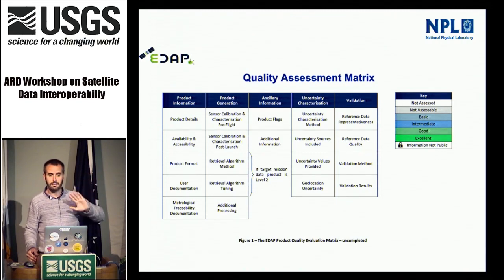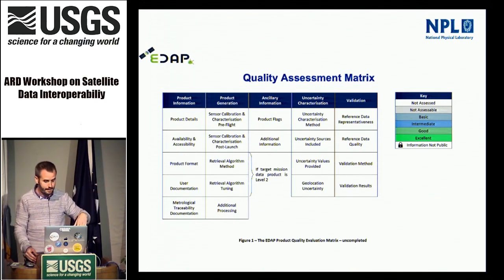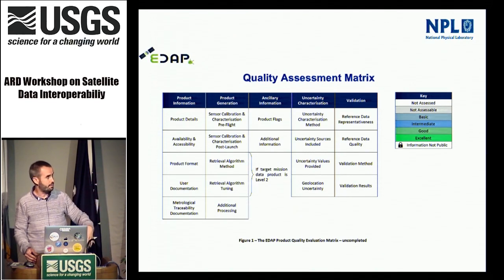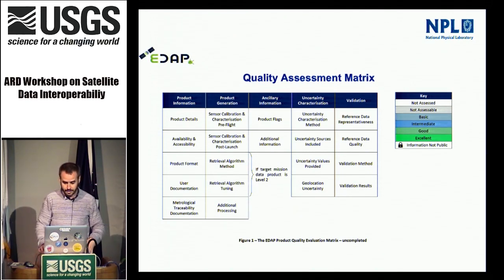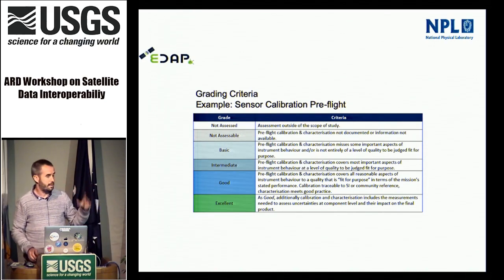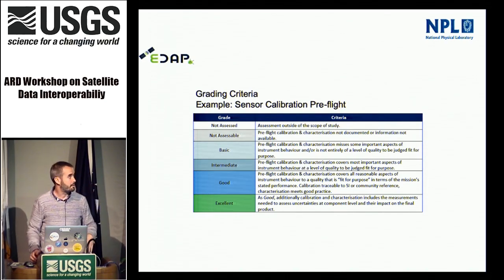So the idea, at a very high level, is that we've got this quality assessment matrix where we can provide something very simple, like a grading criteria, where you go from not assessed, not accessible, basic, up to excellent, or simply that this information is not available for the public. And I'm quickly going to give you an example of how we grade one of the different items we've got there, in this case, the sensor calibration pre-flight.